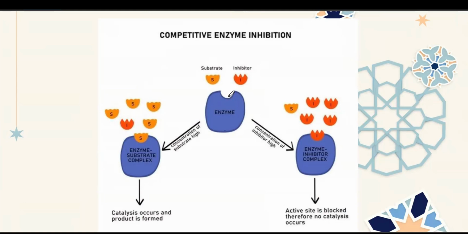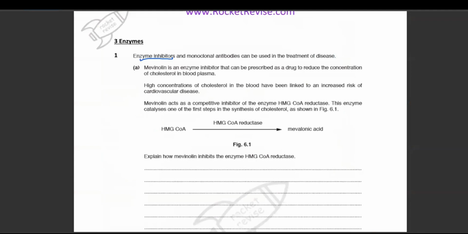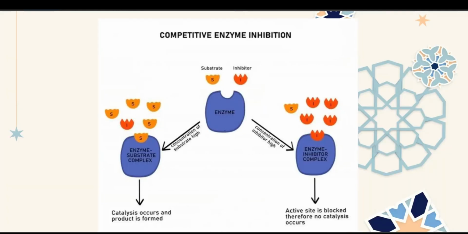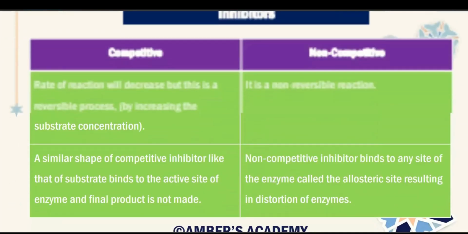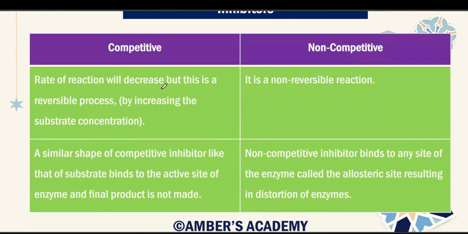So if the inhibitor binds with the enzyme, the reaction will not take place because this is not an enzyme substrate complex, right? So we do not have any such thing as an enzyme inhibitor complex. So no product will be formed in this reaction. But this is a reversible reaction, meaning that if we increase the concentration of substrate, then there's a likely chance that substrate will bind with the enzyme and your enzyme substrate complex will form, and eventually you'll get the desired product. Okay, so this is your competitive inhibition where the rate of reaction will decrease.